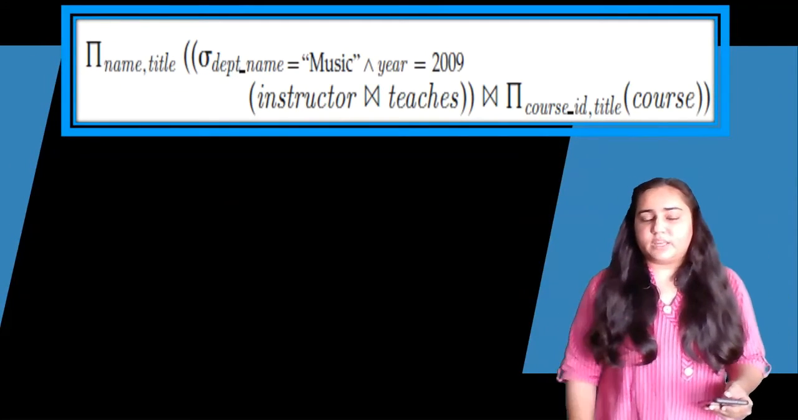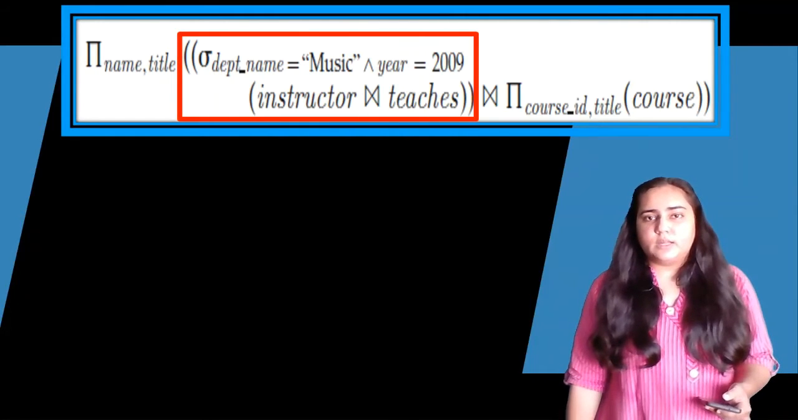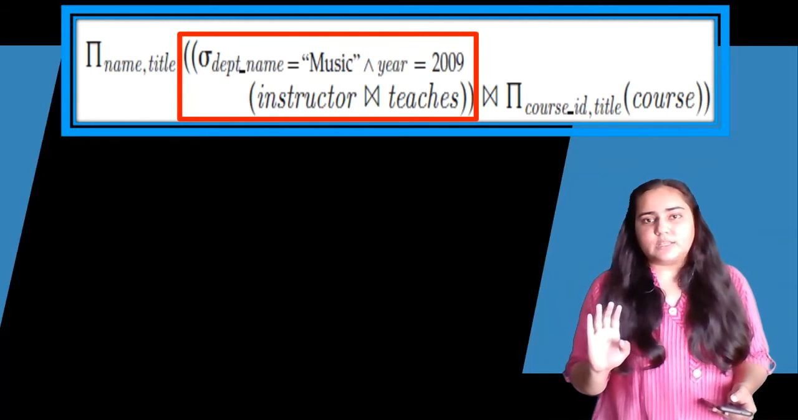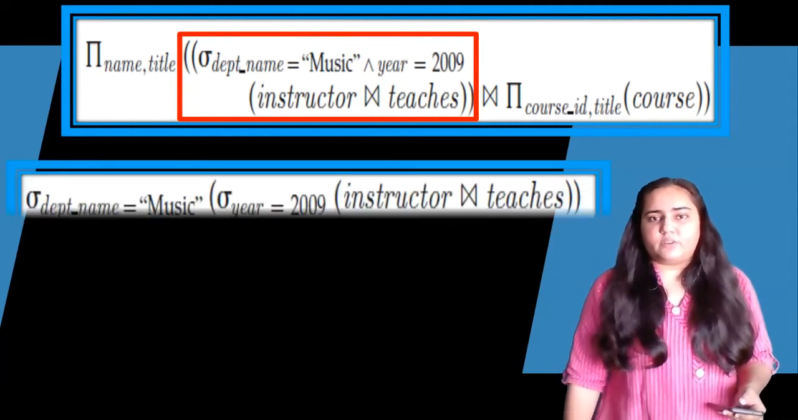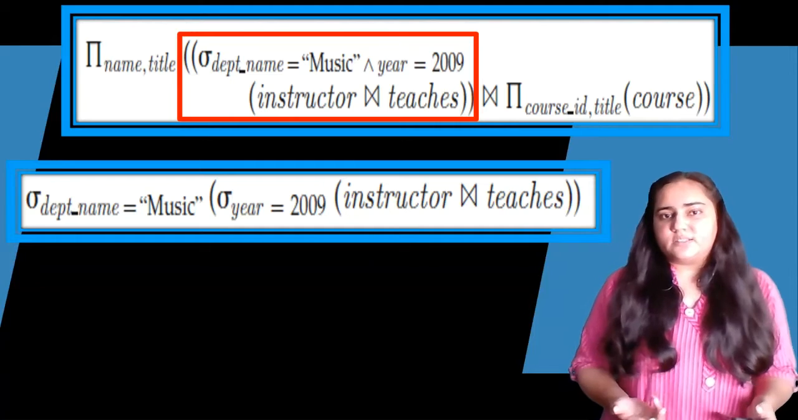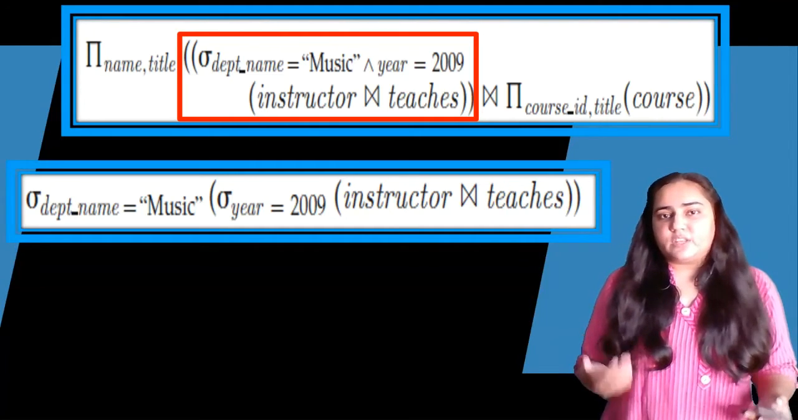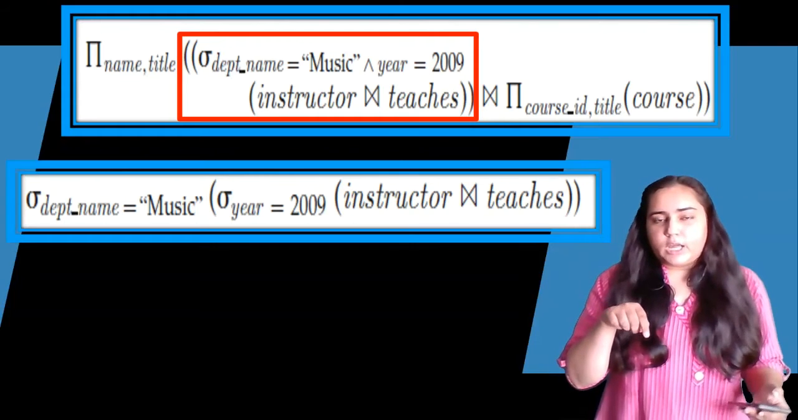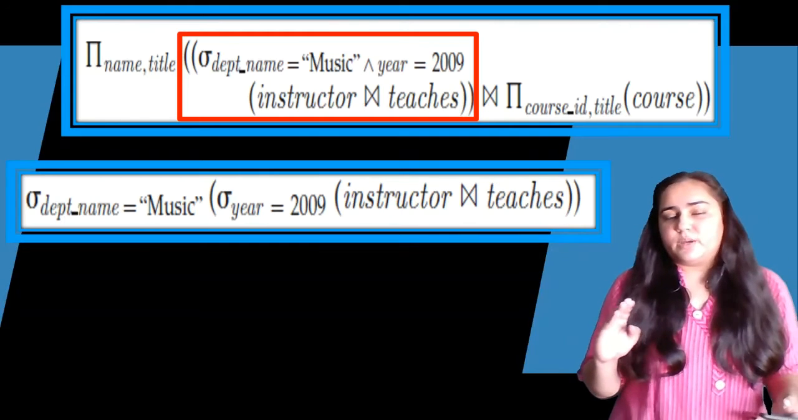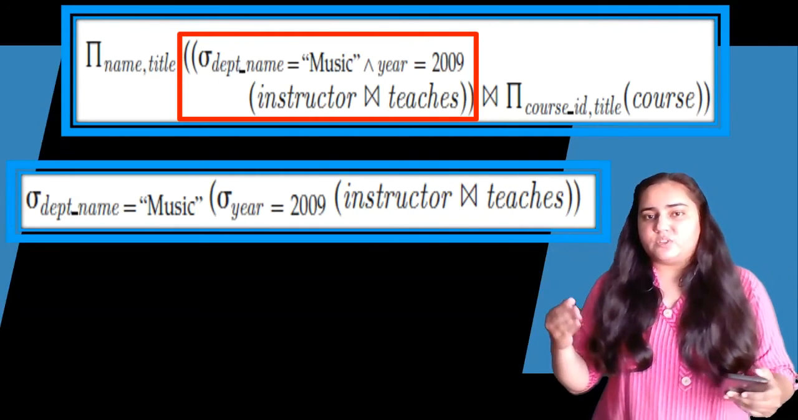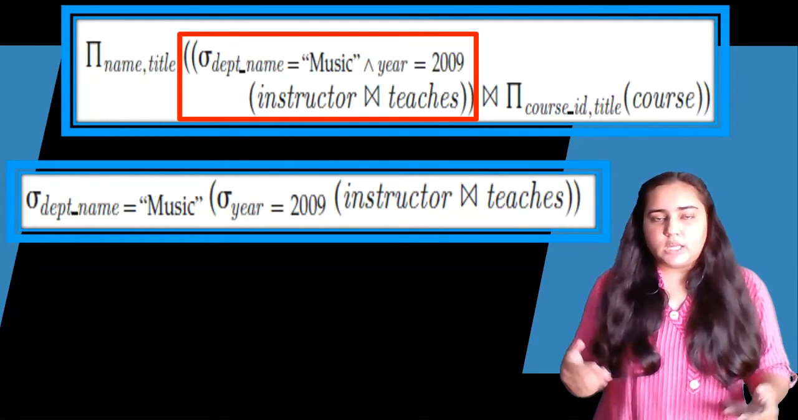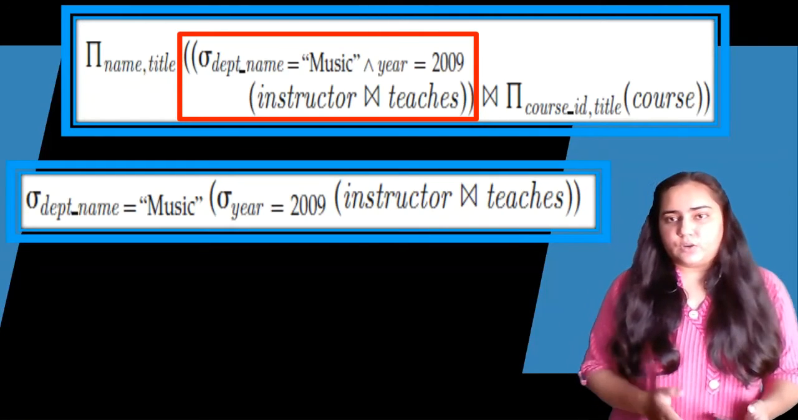So this is my query right now. I can still transform it, and I'm going to perform a transformation only in this red area that you can see. So let's just take that red area out. I have taken it out, and you can notice I've already done some transformation. Instead of the conjunction, I have applied 2 sigma conditions. First I've applied sigma year equal to 2009, and then to the result of that, I have applied sigma dept name equal to music, which is the same as saying sigma dept name equal to music and year equal to 2009.